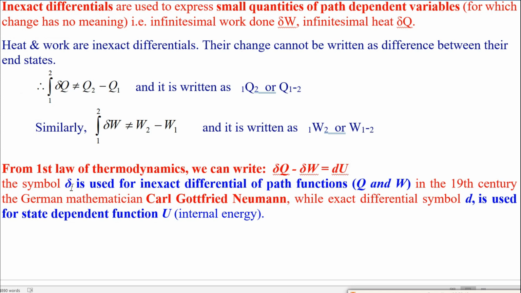So here the symbol delta is used for inexact differentials of path functions, that is Q or W. This was introduced by the German mathematician Carl Gottfried Neumann in the 19th century. While for exact differentials, he used the term D for the exact differentials of state dependent functions or state functions, such as U, the internal energy.